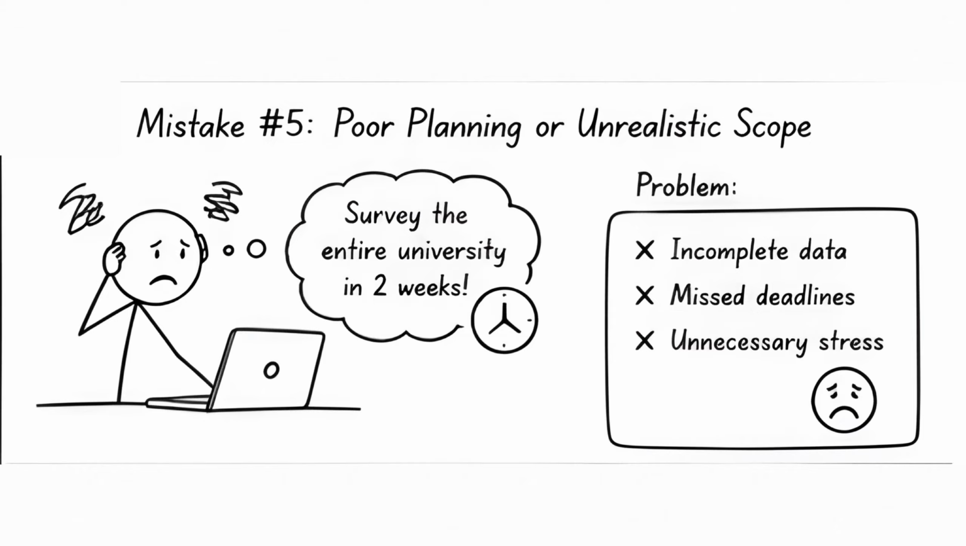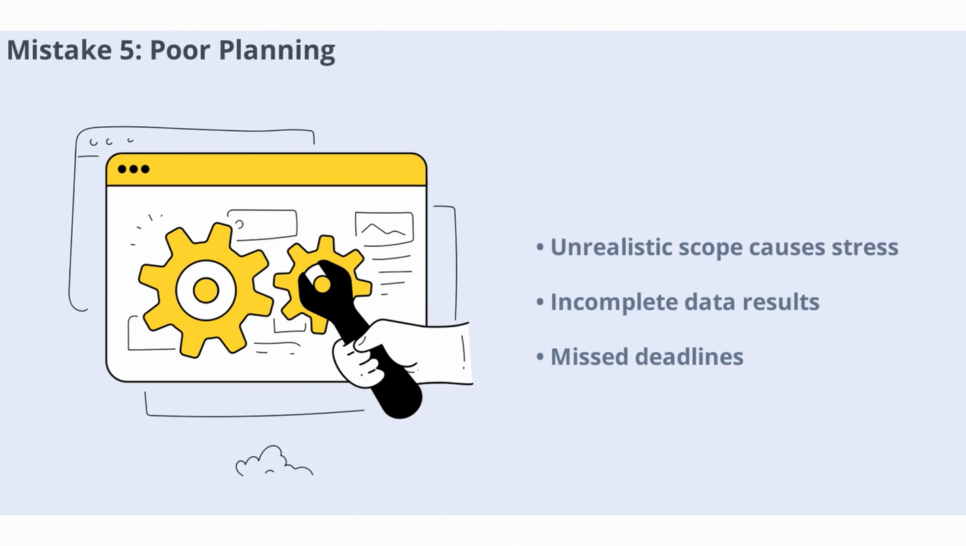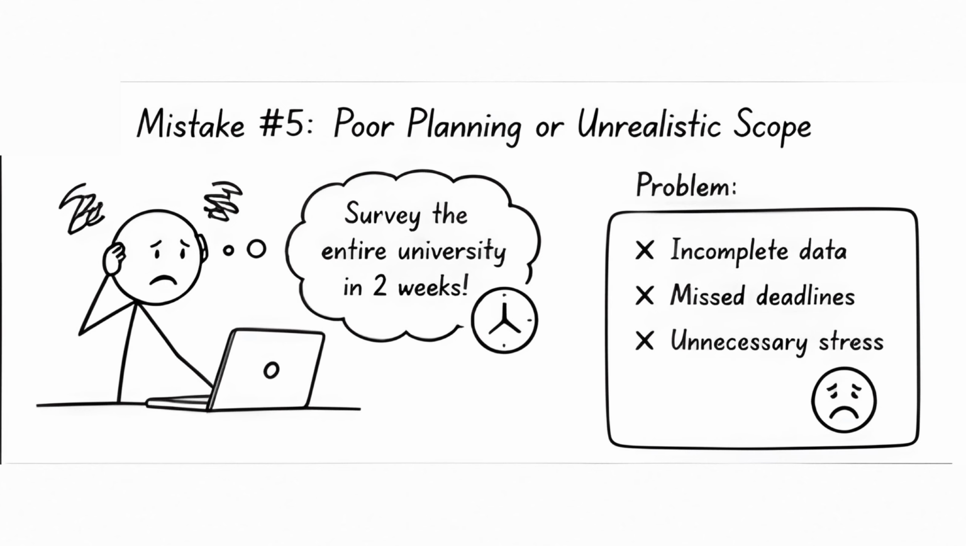Then the fifth common mistake is poor planning or unrealistic scope. Some students just enter into the research without a realistic plan or timeline. For example, you are planning to survey the entire university population in 2 weeks, but you have limited resources. Poor planning leads to incomplete data, missed deadlines, and unnecessary stress.